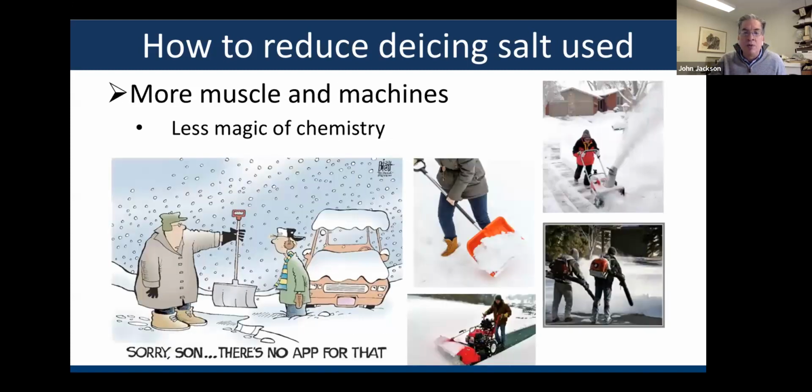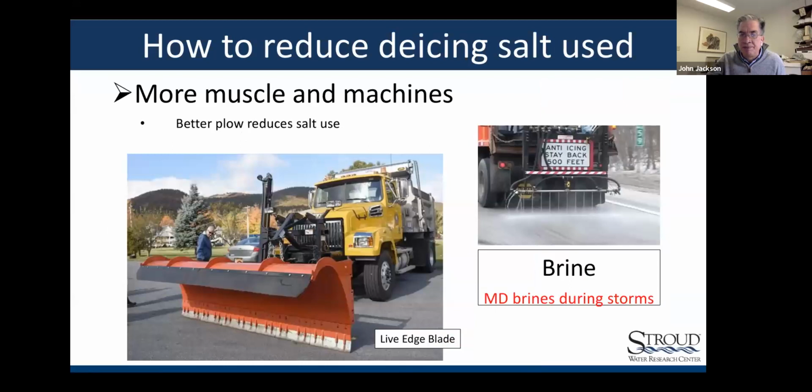Muscle and machines. Well, what we did is we relied on muscle and machines for years and then replaced it with the magic of chemistry. And we need to go backwards, and there's going to be some resistance to that, but there's no escaping that every time we put salt on a roadway or a parking lot, some of that ends up in our groundwater. It will only go up if we don't use less.